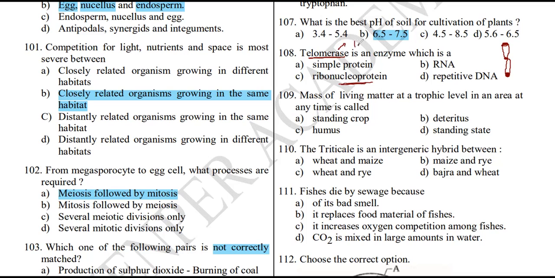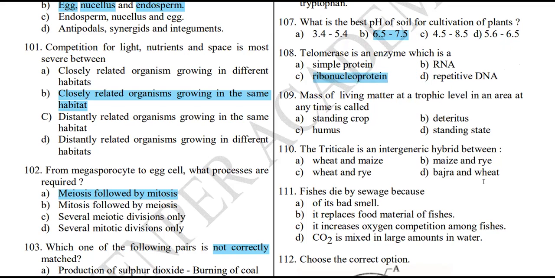They are the ones which prevent the shortening of the telomeres during DNA replication. When replication takes place, they do not let the telomeres get shortened. And the answer for this question, telomerase is what type of enzyme? It's a ribonuclear protein enzyme.